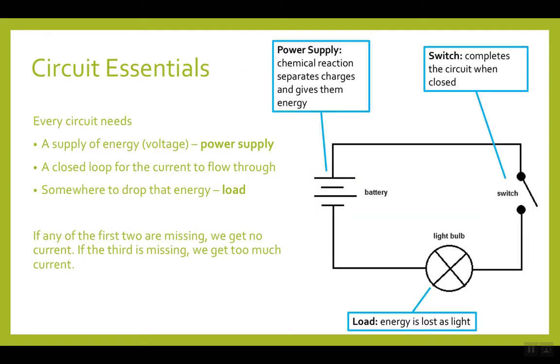Our essentials first of all. For a circuit to work, you need something that's going to supply energy. Power supply, that might be plugging it into the wall, that might be a battery pack. You need a complete circuit, so we need a closed loop for the current to flow through, no gaps. And we need somewhere to drop the energy, which we call the load. So that might be a light, it might be a buzzer, that kind of thing.